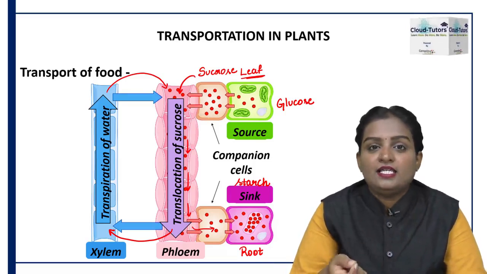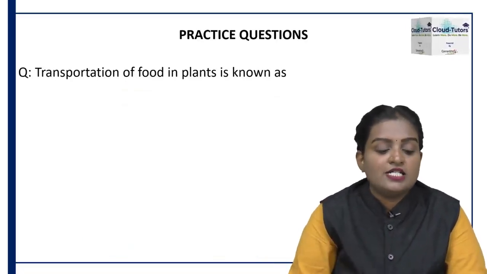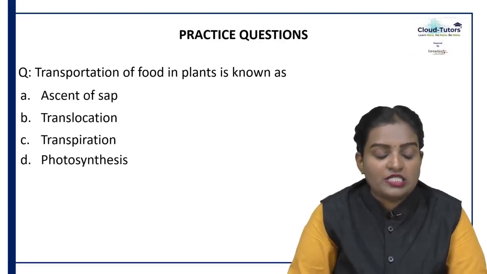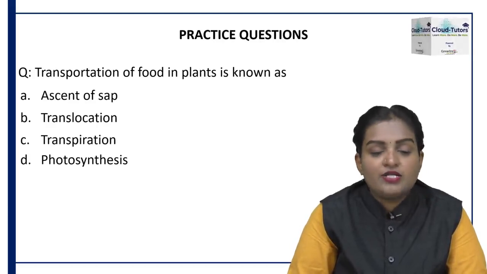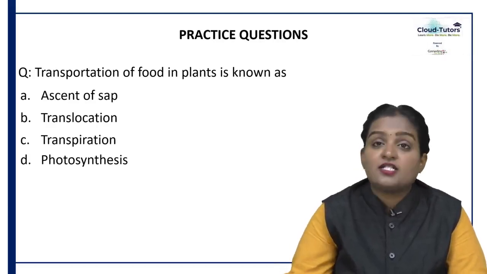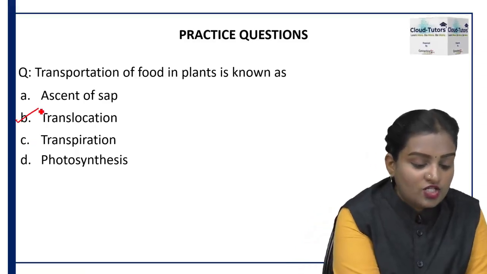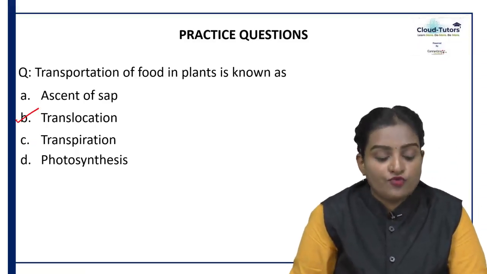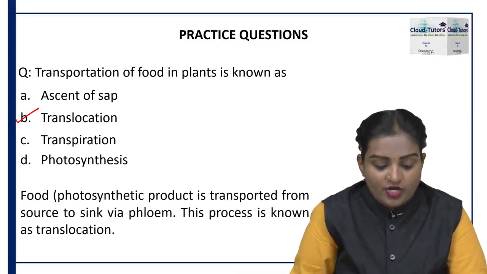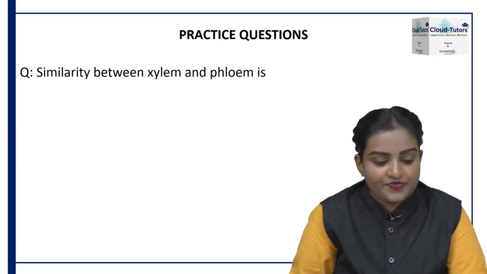Now let's see certain questions related to transportation in plants. First, transportation of food in plants is known as: option A, ascent of sap; translocation; transpiration; photosynthesis. Transportation of food in plants is known as translocation, which occurs in phloem. Food, that is the photosynthetic product, is transported from source to sink.